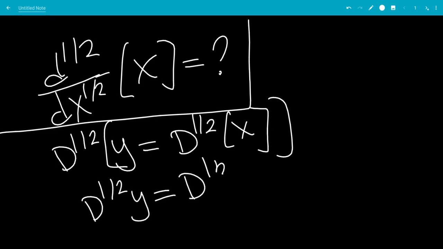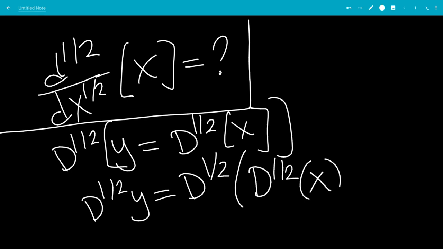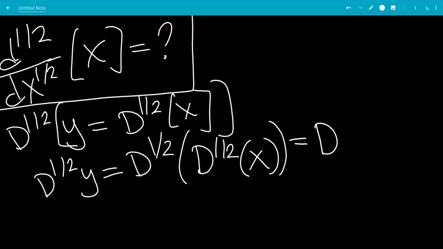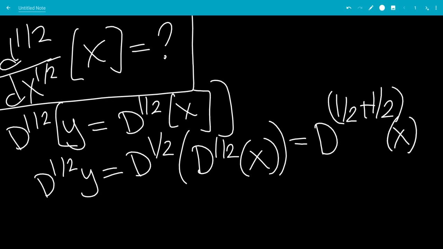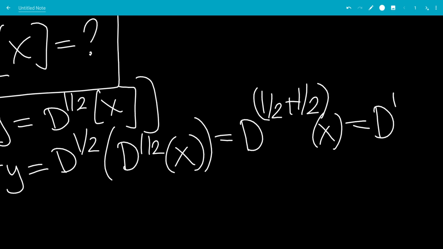the half derivative of the half derivative of x. But you add the powers, this would be 1/2 plus 1/2 of x, which is obviously just 1. So that's just the derivative of x with respect to x, which is 1.